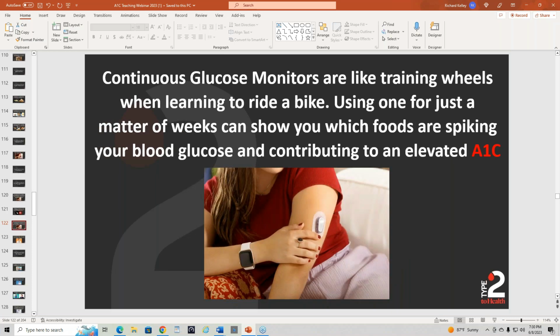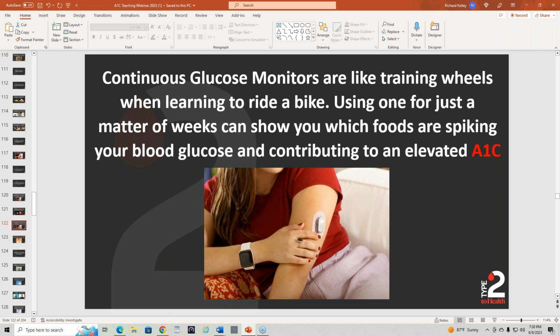And so these monitors are like training wheels, like when you're learning to ride a bike. Using one for just a matter of weeks can show you which foods are spiking your blood glucose and contributing to an elevated A1C. And so a lot of doctors may not be willing to recommend them or give a prescription for one, but I have no idea why that would be the case, because these are a game-changing item if you can encourage your doctor to write a prescription for one.